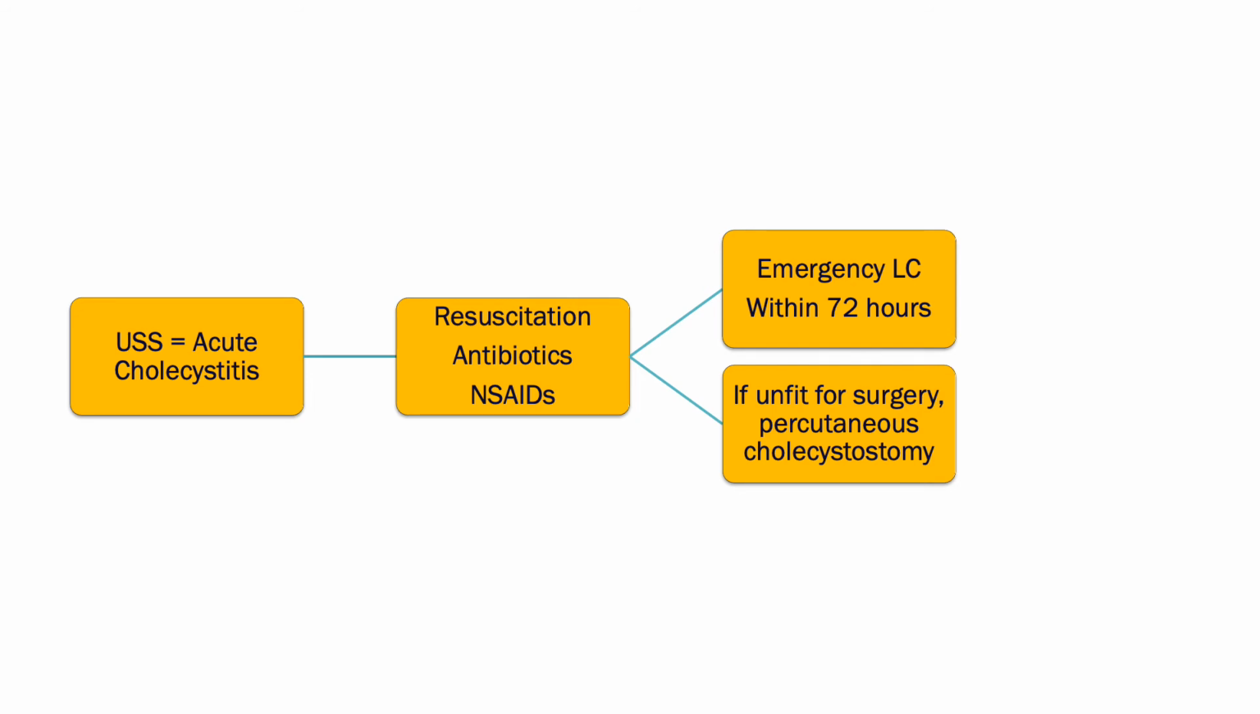within 72 hours. However, if the patient is particularly unwell or if they're an elderly patient who isn't fit for surgery, you can do a percutaneous cholecystostomy. This is when you do an image-guided placement of a drainage catheter into the gallbladder.